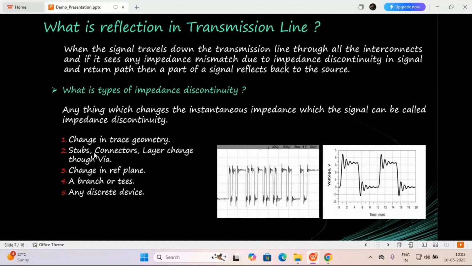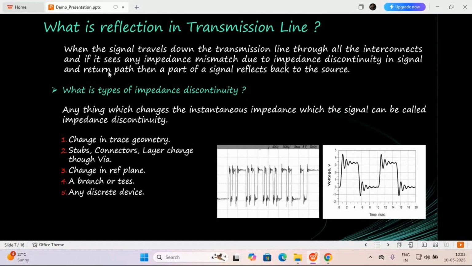And when it is passing through some component, or passing through any cutout in the reference plane, so in the return path, if there is any cutout, it causes a discontinuity in the signal and the return path. So these are a few impedance discontinuities where the impedance can change. And due to that impedance change, the signal reflects back.